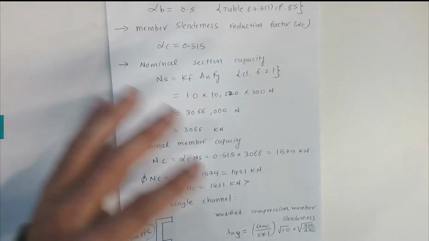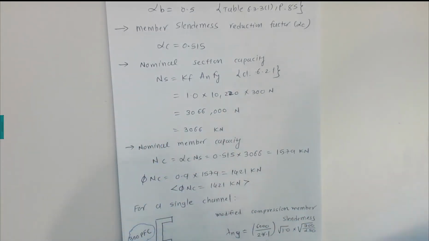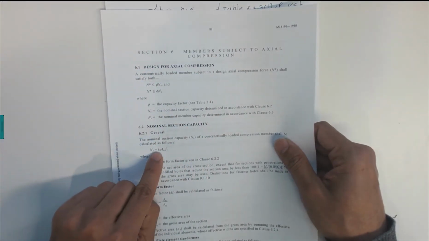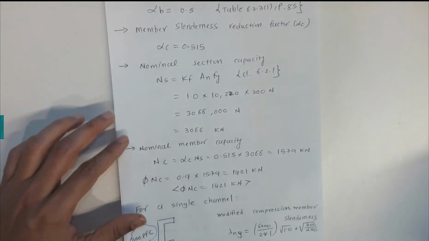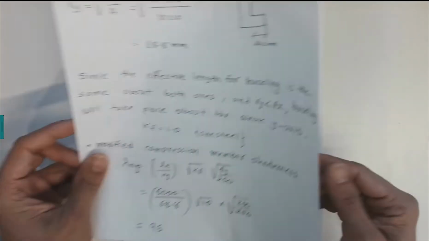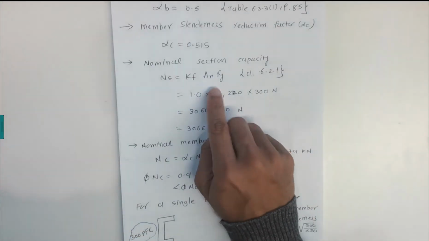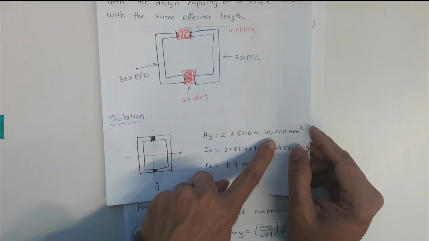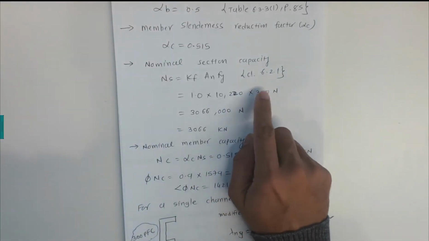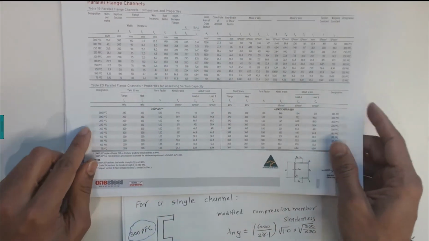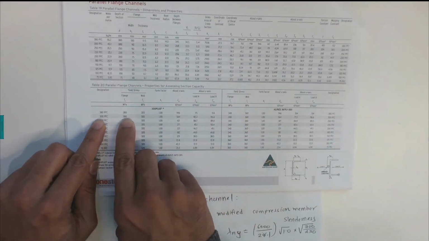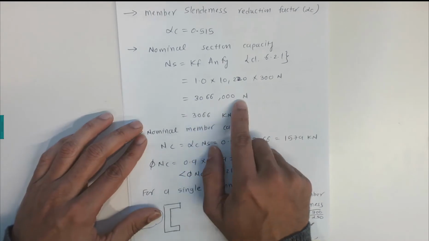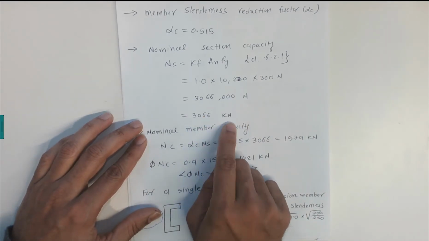Now nominal section capacity, again that equation is given in the standard on page number 81, clause 6.2.1. The equation is given. Kf is 1. We found Kf equal to 1 from one steel table. Gross area 10220 millimeter square that we found for two channels, and yield strength 300 that is coming from one steel table, 300 PFC. We have 300, 320. We take the minimum value 300. This multiplication gives this big number, divide by thousand, that gives 3066 kilonewton.